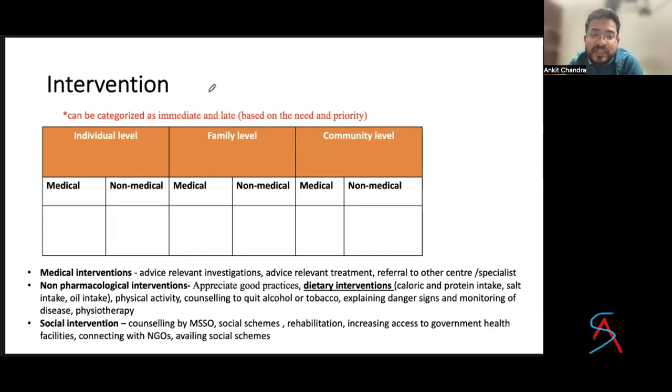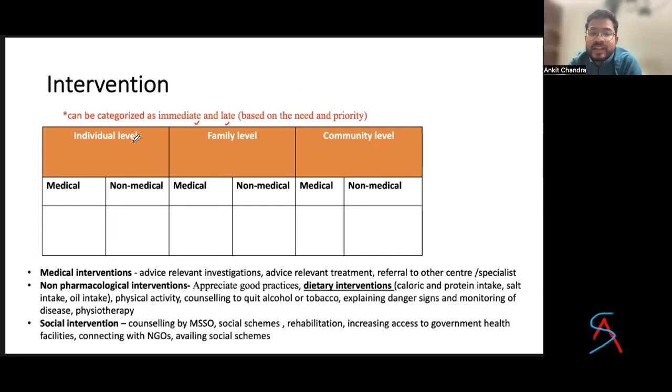This actually assesses what benefit happened to the patient by your visit, because the patient should also get something in return. He's helping you to learn, he's letting you come and learn from their family and letting you visit them at the house. So basically these interventions can be categorized as late or immediate based on the need and the priority.